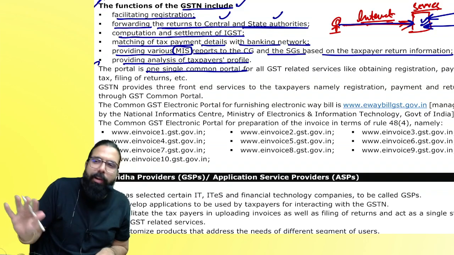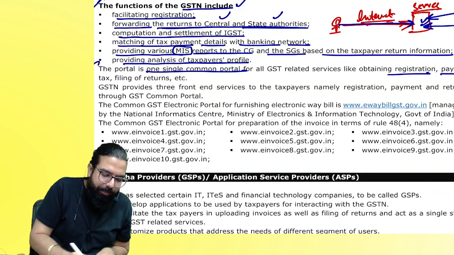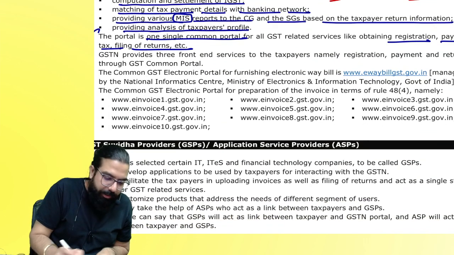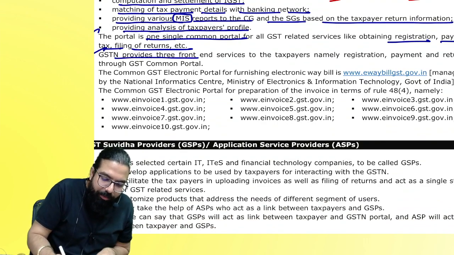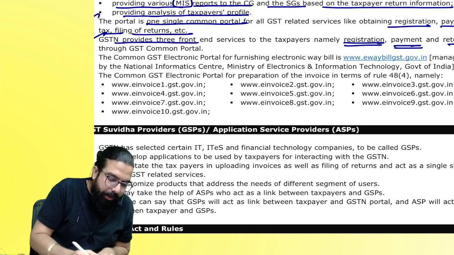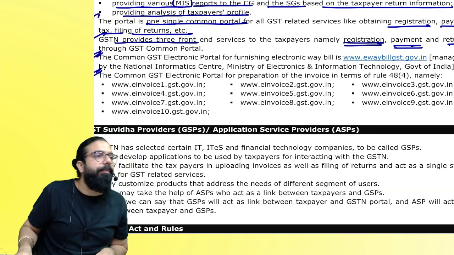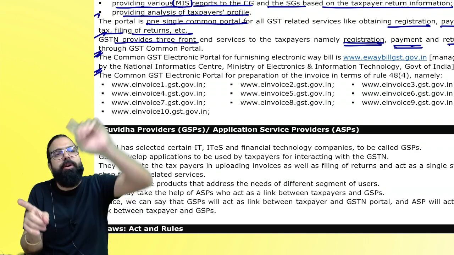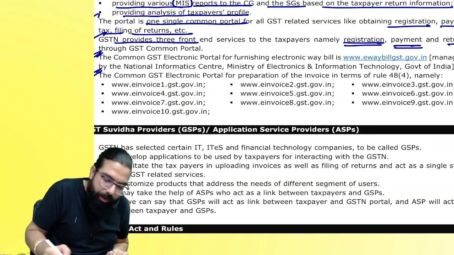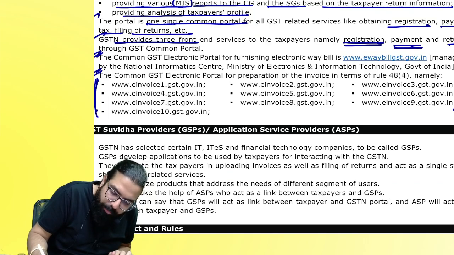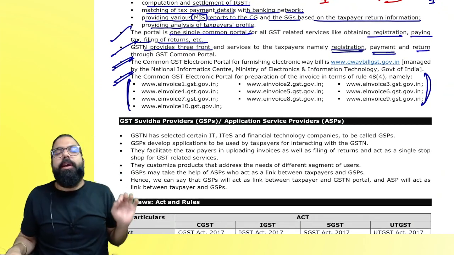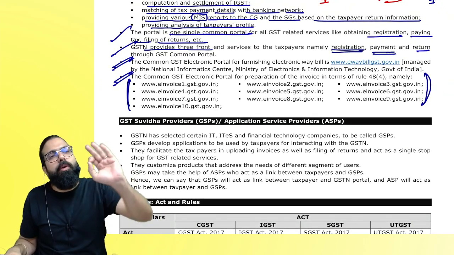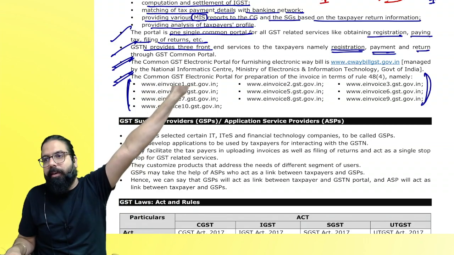GSTN is a one-stop solution for your registration, paying tax, and filing of return. It has three front services now, mainly registration, payment, and return. I told you the other common portals, like ewaybill.gst.gov.in. I will talk about ewaybill.gst.gov.in in the e-waybill chapter. And there are 10 portals. Which are they, everyone? Invoice. This e-invoice portal I will also talk about in the invoice chapter. Can I go ahead, everyone?